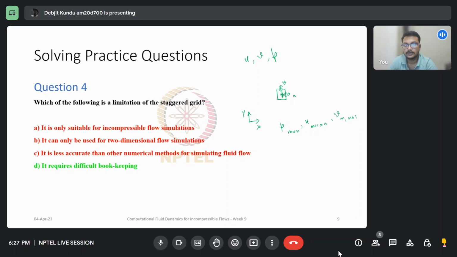So that's why, and this limitation gets further aggravated if we move on to 3D. So in 3D also we store the W values in the other cell face. So that's why the entire thing, the bookkeeping part of the process, becomes very difficult. And that is the primary limitation of using a staggered grid. Okay, I hope that makes things clear.